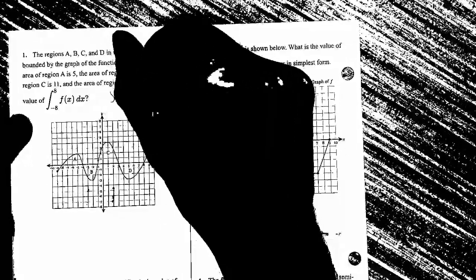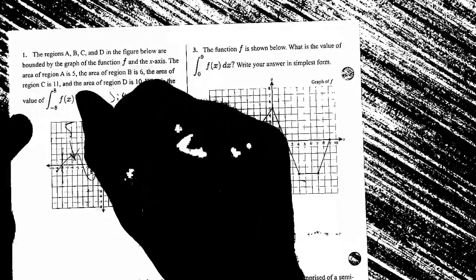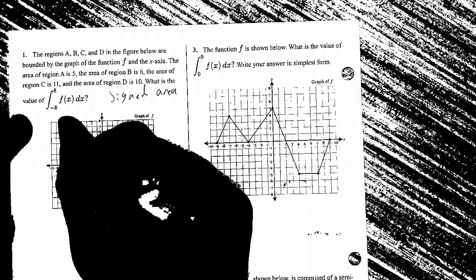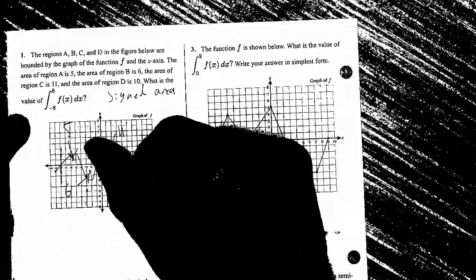Okay, so one thing I mentioned before is that it's going to be the signed area. Is this on calculator? No, you do not need a calculator. You have to just add together. Correct. So we're going from negative 8 to 8. What's the area of A? 5. The area of C? 6. 11. C is 11. B is 6. And D is... 10.